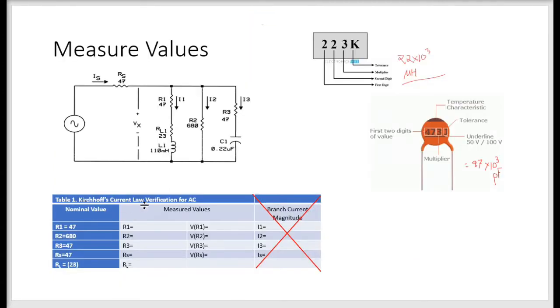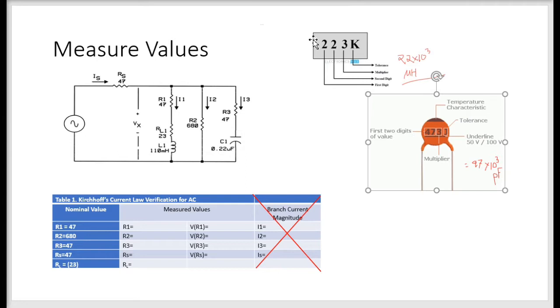Second thing is, if you take a look at table 1, you have to put the measured values over here. Even though you are using 47 ohms, that 47 ohms might be 47.5 ohms, or it can be 46 ohms, right? So just try to measure those and then give those as an input over here. This is something that you are going to need later on in this project, which is to get the values of the inductor and the capacitance.